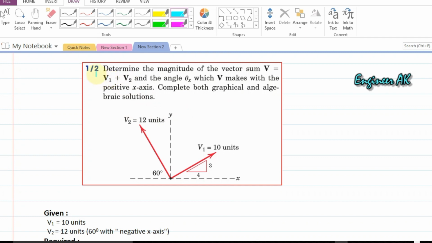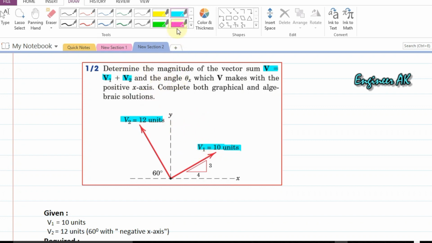We are going to solve the second problem of chapter 1, Introduction to Statics. So let's start. Determine the magnitude of the vector sum. We have to find the magnitude of this sum. There are two vectors v1 and v2 as shown here. Here v1 is equal to 10 units and v2 is equal to 12 units. We have to find the sum of them, and then we will find the magnitude of it.